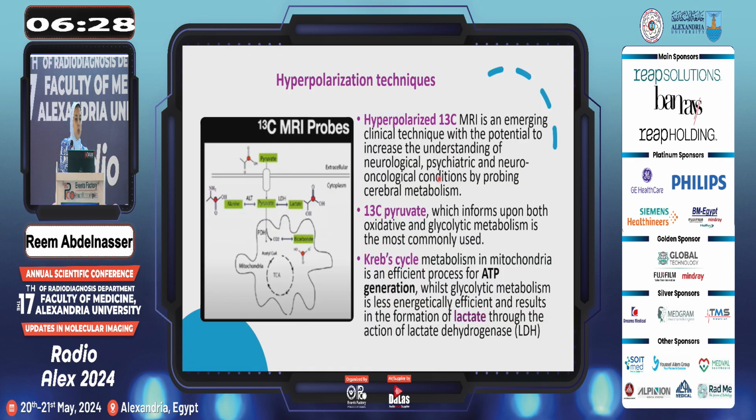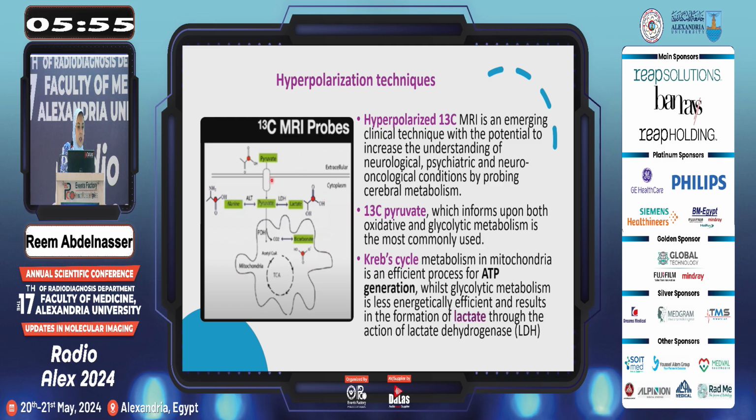The commonly used metabolite for hyperpolarization is carbon-13. It's an emerging clinical technique with the potential to increase the understanding of neurological, psychiatric, and neuro-oncological conditions by probing the cerebral metabolism. Carbon-13 pyruvate, which informs upon oxidative and glycolytic metabolism, is the most commonly used. In the Krebs cycle, the metabolism in the mitochondria is an efficient process for ATP generation, while the glycolytic metabolism will result in the formation of lactate by lactate dehydrogenase.